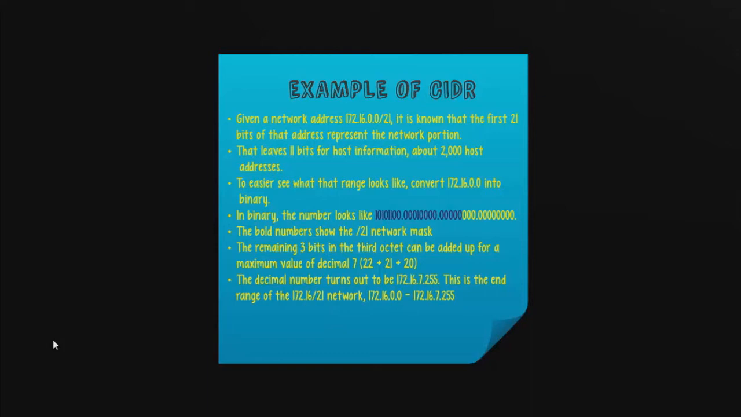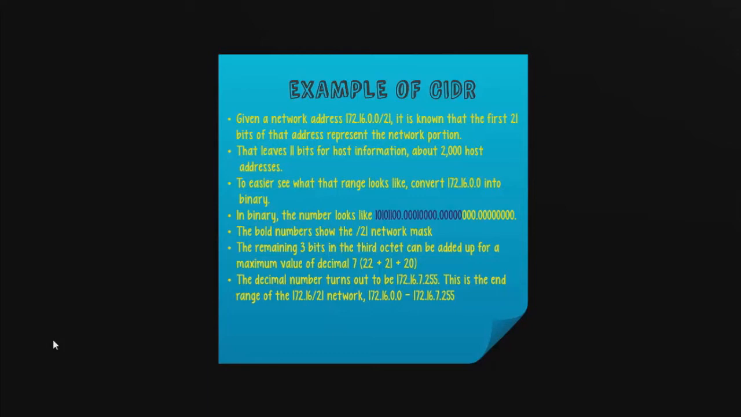To more easily see what that range looks like, convert 172.16.0.0 into binary. In binary, the number will look like this. As you can see, the bold or blue colored numbers show the /21 network mask. No modification can be done to the network portion of the address. The remaining 11 bits are available for host assignment on the network.